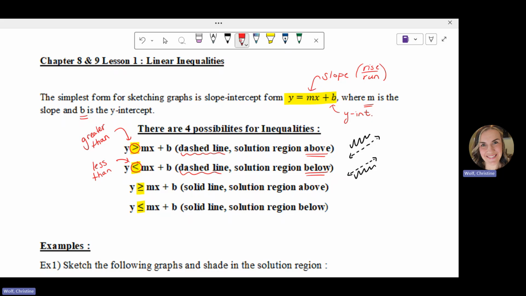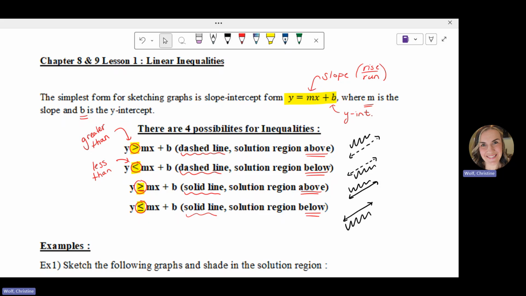Option number 3 is greater than again, but now we have this equality also. When you have the equality, that's how you know it's going to be a solid line instead. And just like the first one, because it's greater than, we are going to shade above. So this one would look solid and we'd shade above. The 4th and final option is less than, but also equal to. So again, we have a solid line and we will shade below where the values are less or getting lower. Okay, so those are our 4 options.